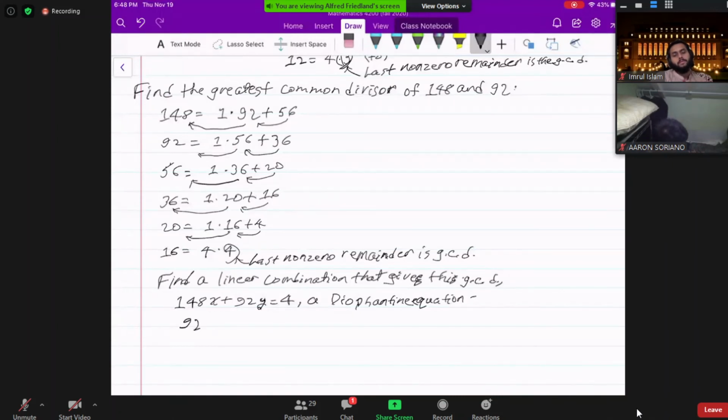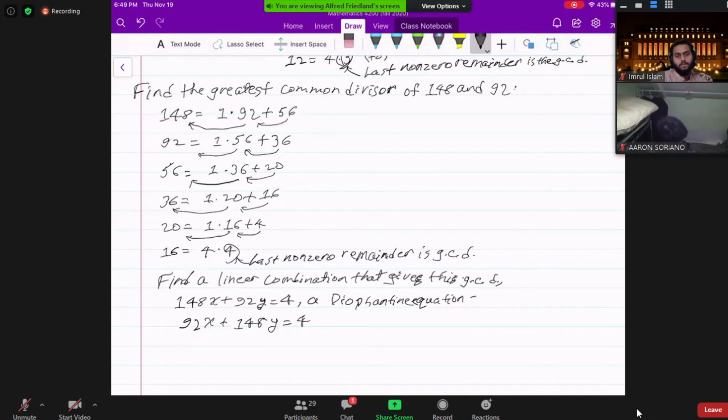The greatest common divisor of 148 and 92 is the same as the greatest common divisor of 92 and 148. So suppose we put the 92 first, plus 148y equals 4. Again, that's a linear combination, and it doesn't matter whether you say 92 and 148 or 148 and 92, it's the same two numbers, right?